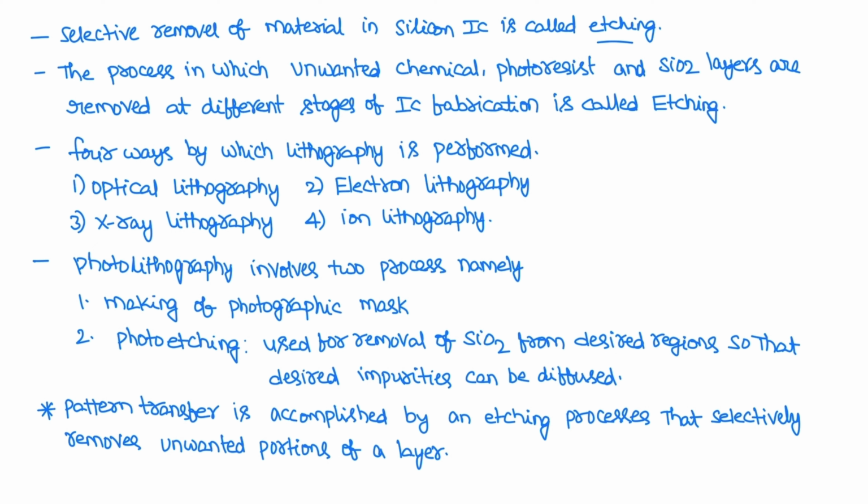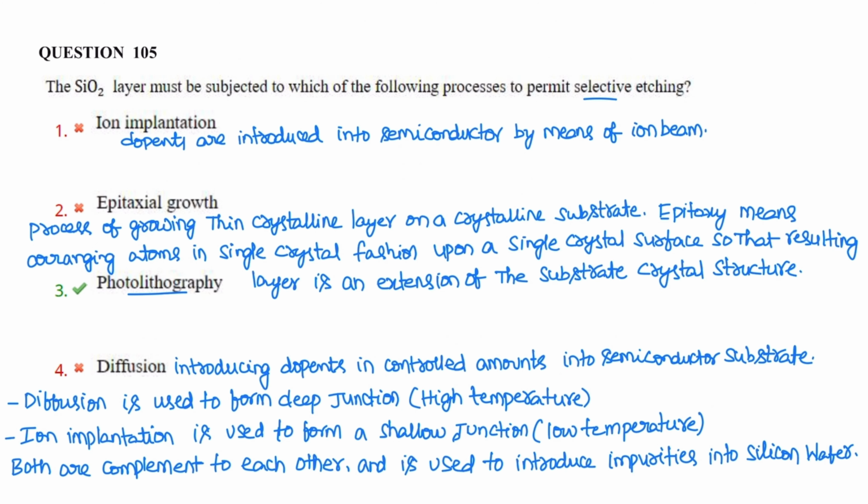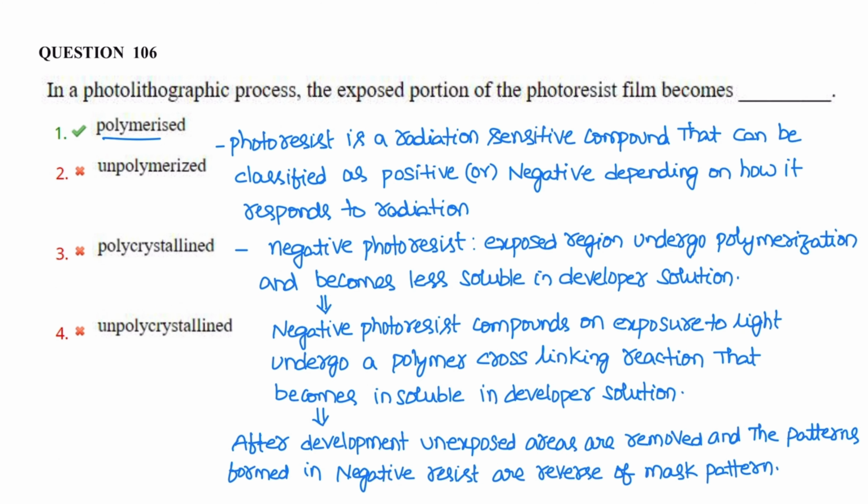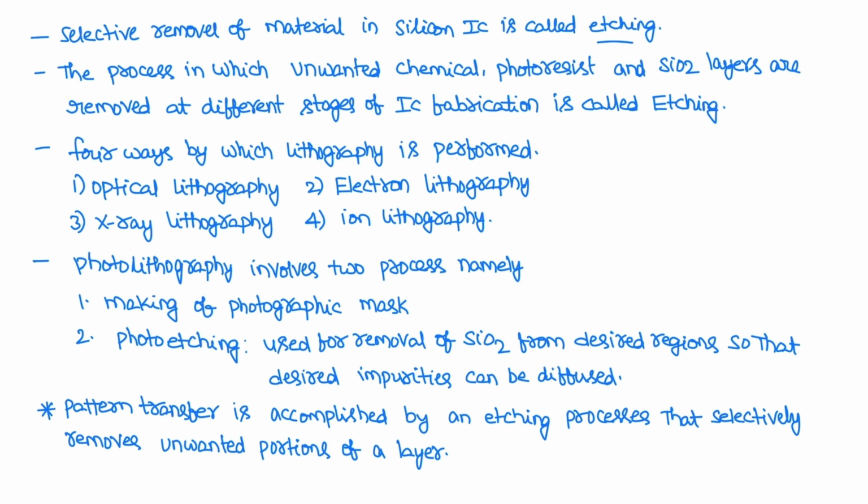There are four ways by which lithography is performed: optical lithography, electron lithography, X-ray lithography, and ion lithography. Photolithography involves two processes, namely masking with a photographic mask and photo etching, used for removal of SiO2 from desired regions so that desired impurities can be diffused. Pattern transfer is accomplished by an etching process that selectively removes unwanted portions of the layer. So the correct option is photolithography. Next question. Question 106. In a photolithographic process, the exposed portion of the photoresist film becomes. So we have seen the definition of photolithography here.